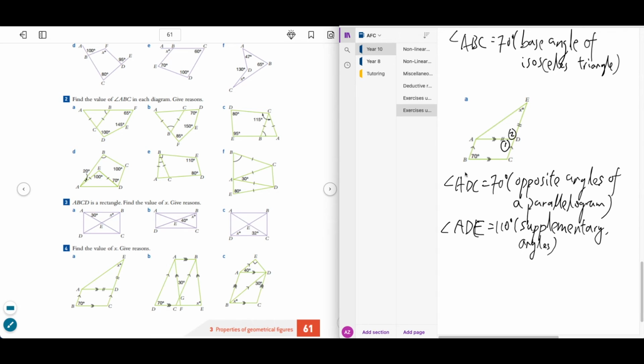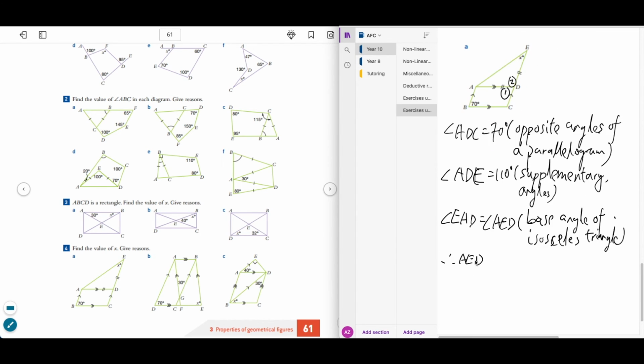Alright, so then what we can do is this. We know that angle EAD is equal to angle AED, right? Because of what? Base angles of an isosceles triangle. So because of that, we can say angle AED plus angle AED plus 110 degrees is equal to 180 degrees, right? Because we know that these two angles are equal, EAD equals AED.